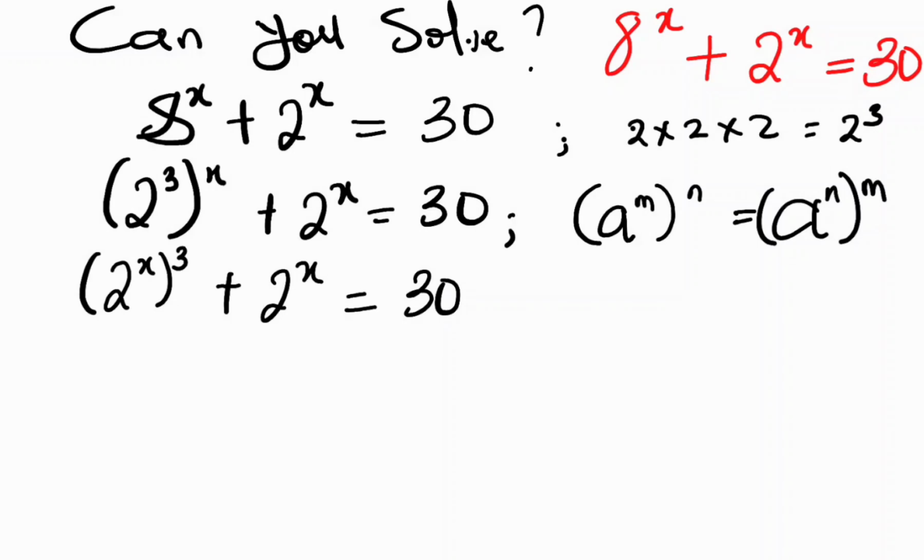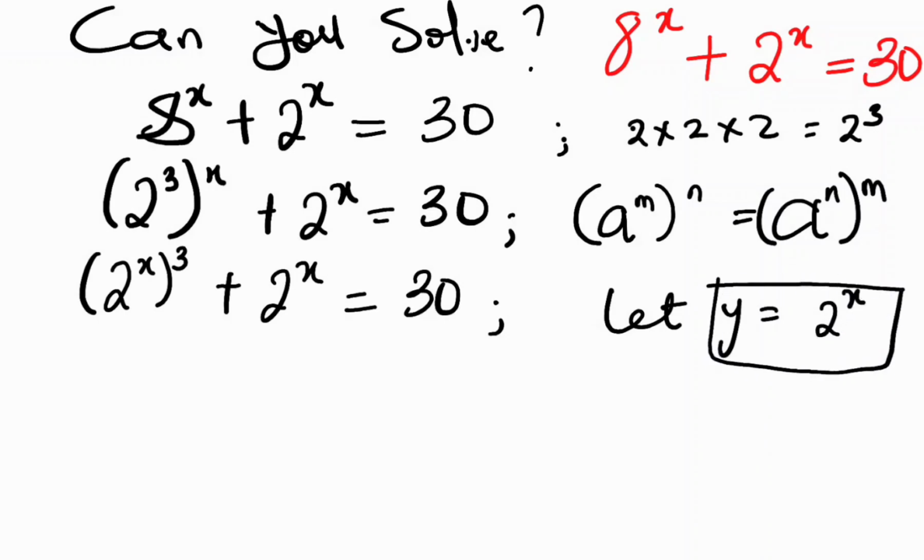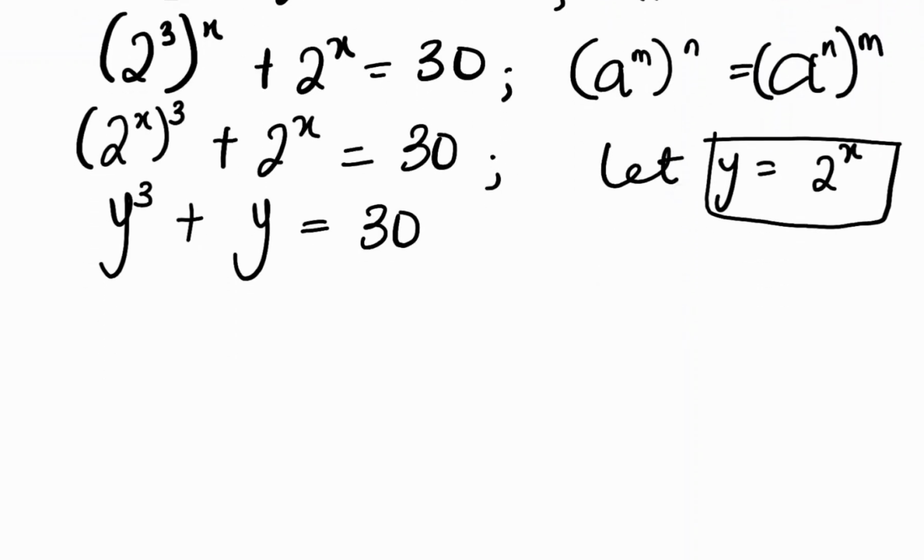Good. Since you understand this, we can just say let y be the same as 2 power x. If we allow y to be 2 power x, we now substitute it inside the term here. So we have y cubed plus y, because we are talking about 2 power x, is equals to 30. But remember our goal is to find x, but before we get to x we have to get y first.